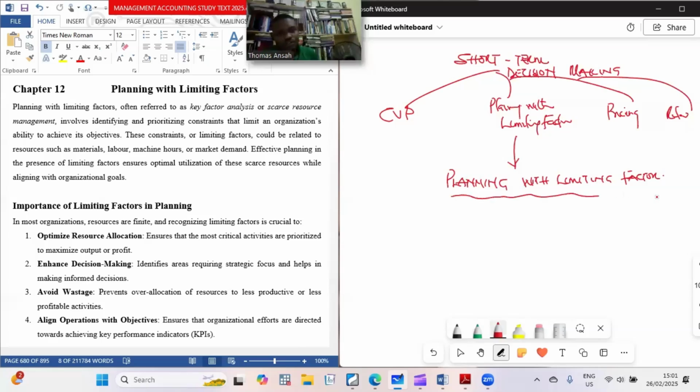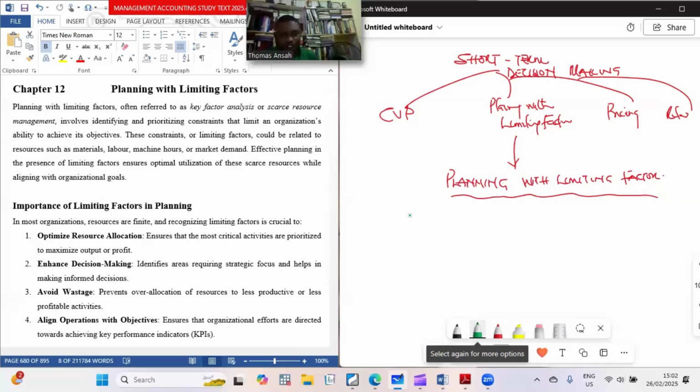All right. Just as we did in the CVP analysis, where we had the single product and the multi-product, we are going to look at a situation where you have one limiting factor, and another situation where we have two or more limiting factors, for which, of course, we use linear programming. Okay, so now, what is limiting factor? Limiting factor, we've learned in throughput, is a situation where you have scarce resources to actually meet the objective that you set for yourself.